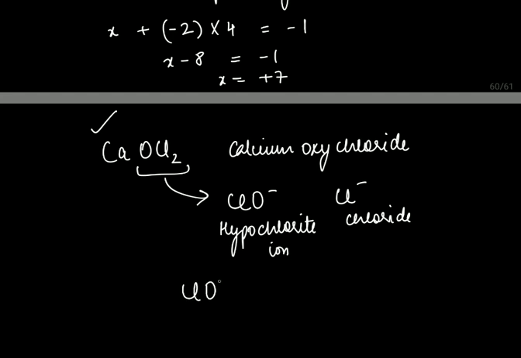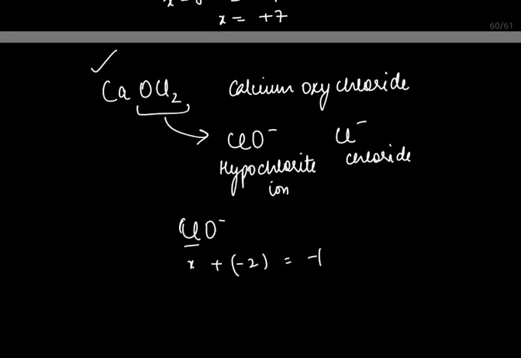One is the hypochlorite ion, another is the chloride ion. So for ClO minus, suppose chlorine as X, plus -2, the general oxidation number of oxygen, is equal to -1. So X is equal to +1. So -2, you subtract it from -1, so it will be +1. This is +1 oxidation number, and for chloride it is -1 oxidation number. So this can be a very good question: what is the oxidation number of chlorine in calcium oxychloride? One of the chlorine atoms is going to have -1 oxidation number, the other chlorine atom will be +1. This is how you can calculate.